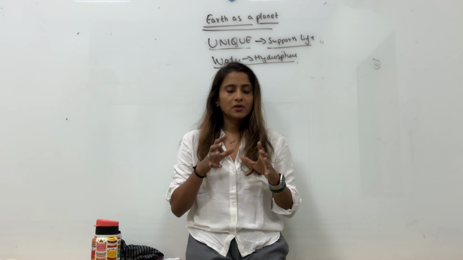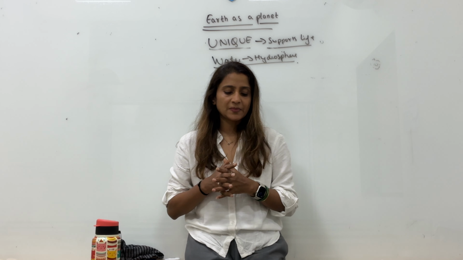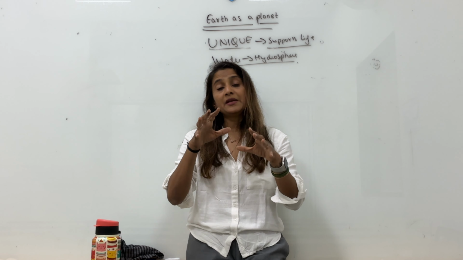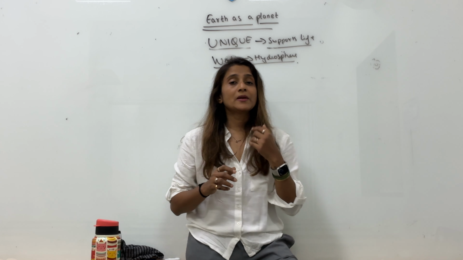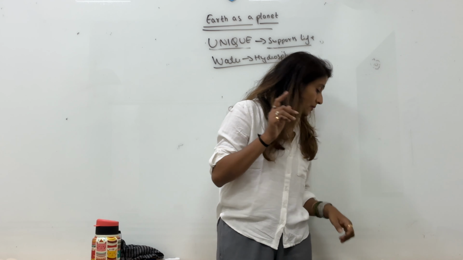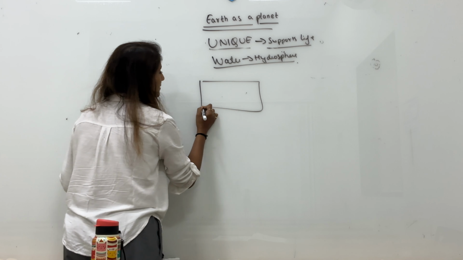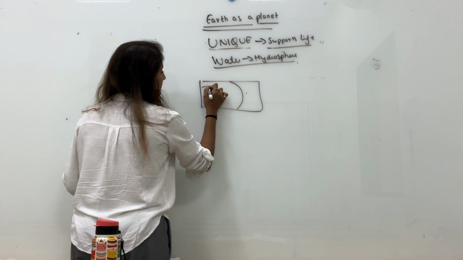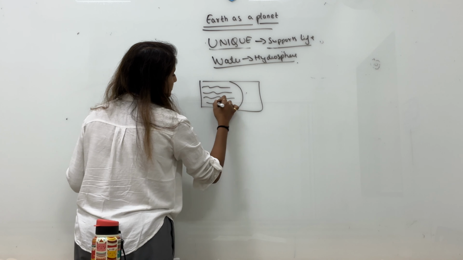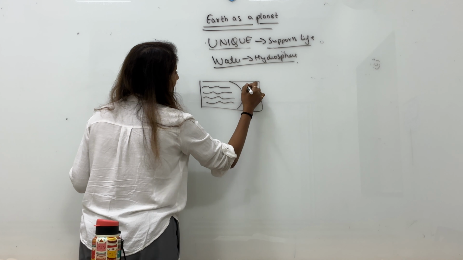So evaporation, condensation and precipitation. This balance is maintained very well by water. Otherwise, life would not have been possible. Do you know also, we have 70% water. Okay? And the remaining is land.